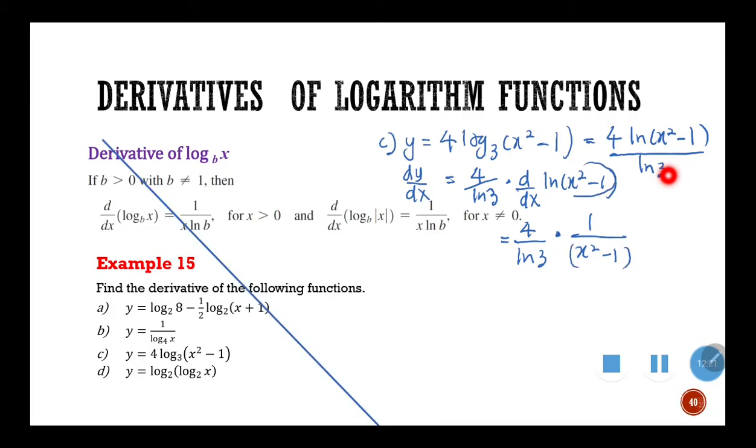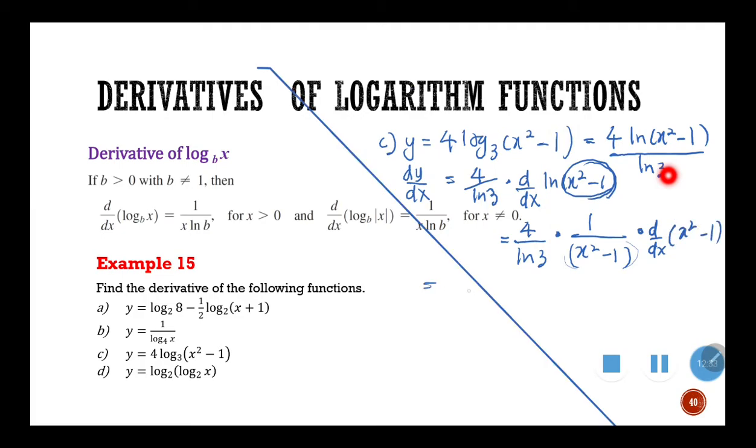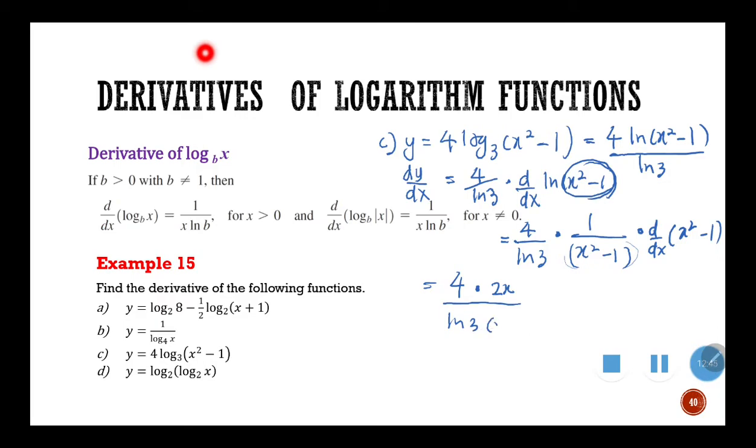And then differentiate what you have here. I write d dx of x squared minus 1. So your answer will be 4 times 2x, because x squared minus 1 differentiated gives 2x, over ln 3 times (x squared minus 1). So the derivative dy over dx is equal to 8x over (x squared minus 1) times ln 3.